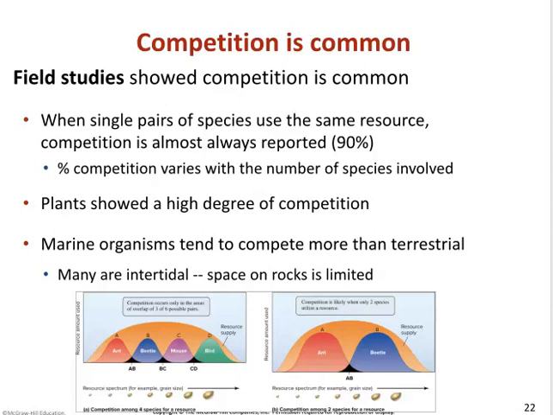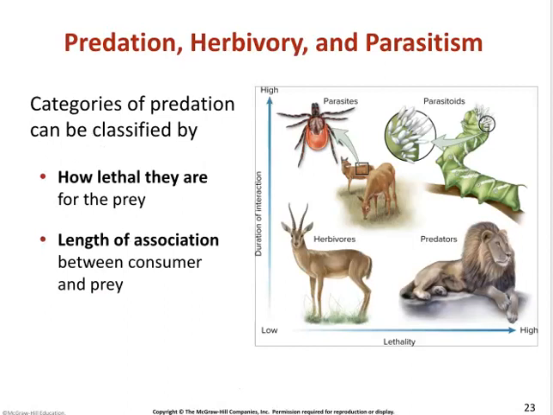Plants show a very high degree of competition, as well as marine organisms. They tend to compete much more than terrestrial ones. Terrestrial organisms tend to move to a different habitat or a different niche. When you look at marine organisms, especially intertidal marine organisms, as the tide goes out, now you have these organisms that live on the sandbars, and that space is limited. And so competition is fierce there. Less resources, more organisms competing.